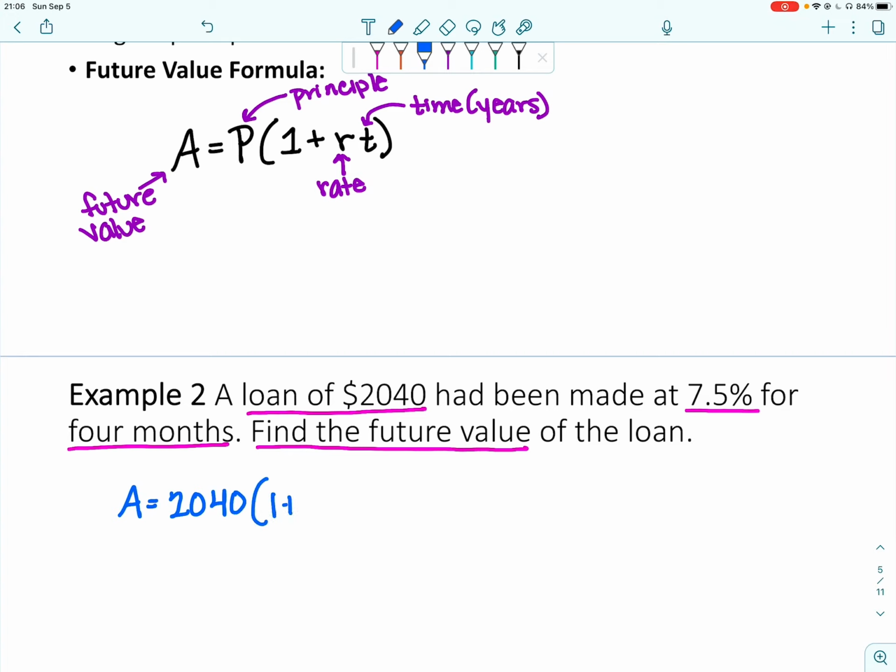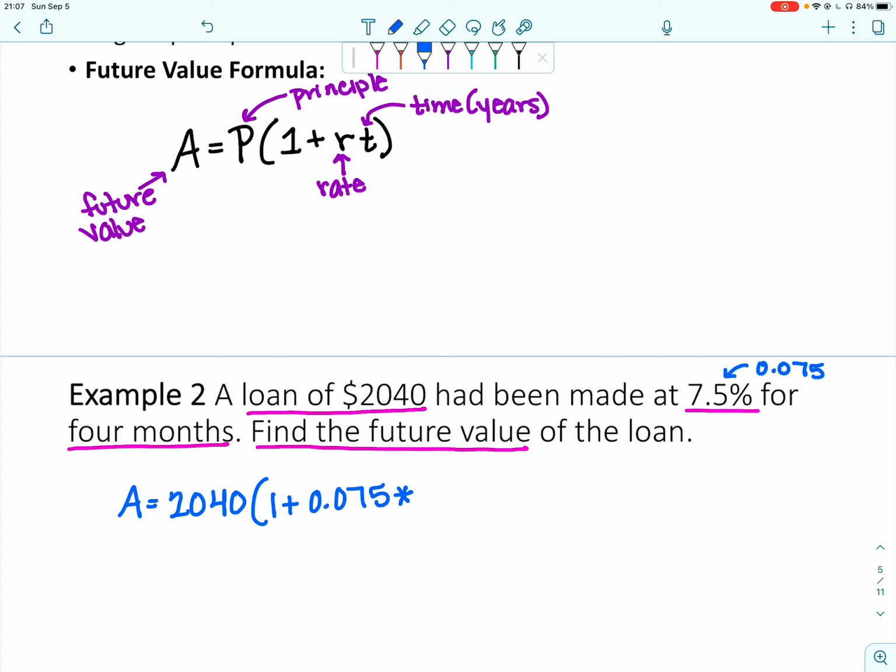Open parentheses, 1 plus our interest rate is 7.5%. We need to turn that into a decimal. Do not ever round these decimals. If I give you 12 numbers past the decimal point and then you have to turn that into a decimal, you need to keep all those decimals. Don't ever round these guys. Keep all those decimals after you turn the percentage into a decimal.